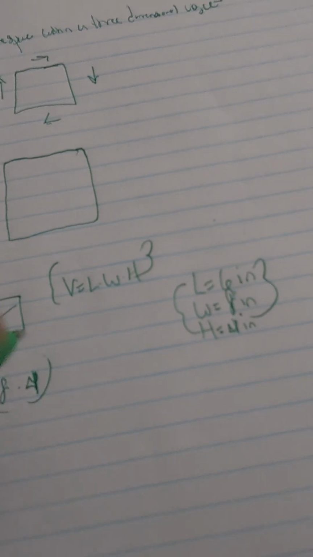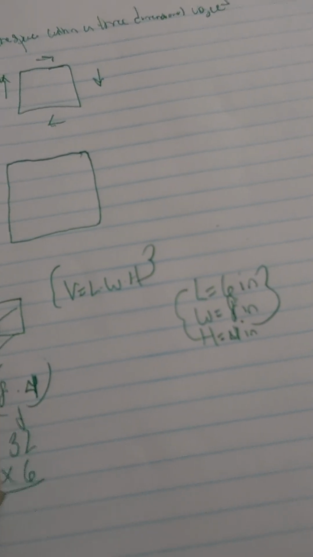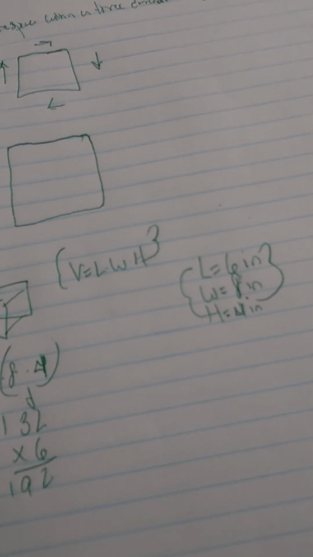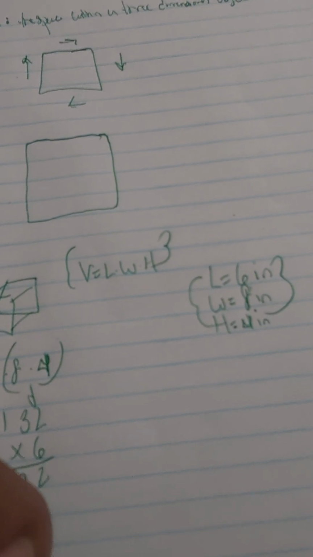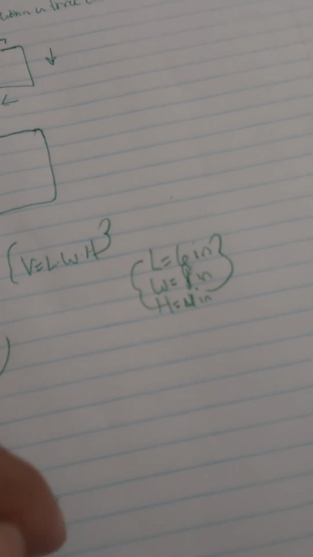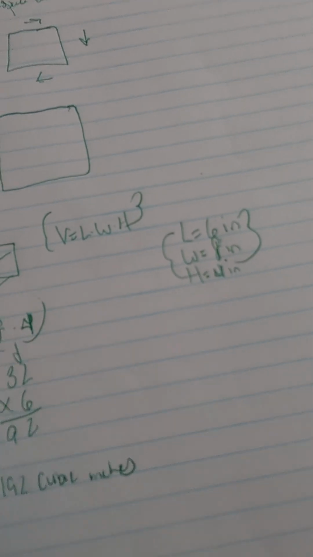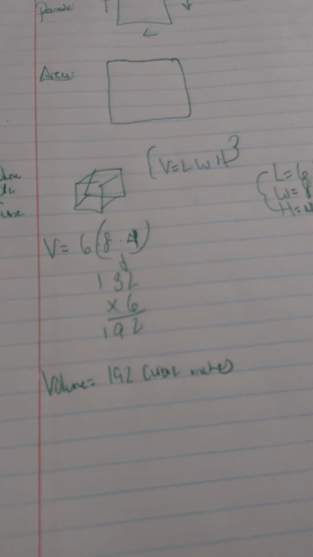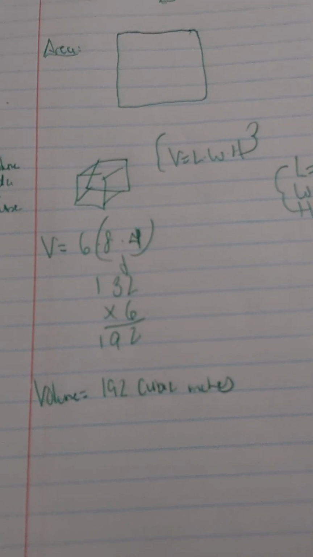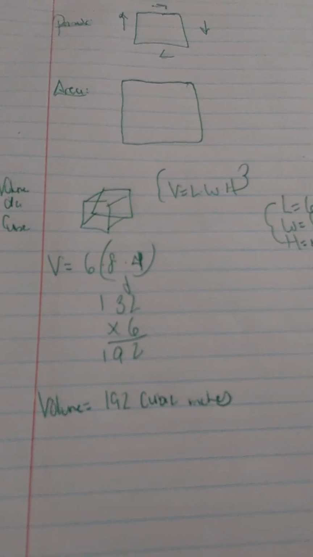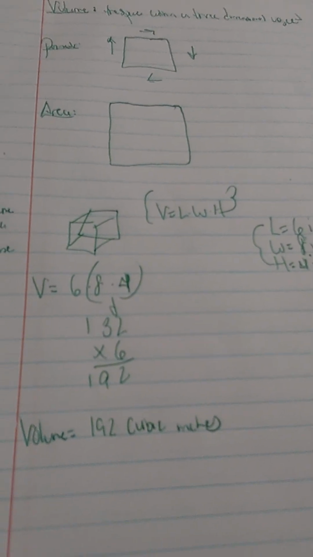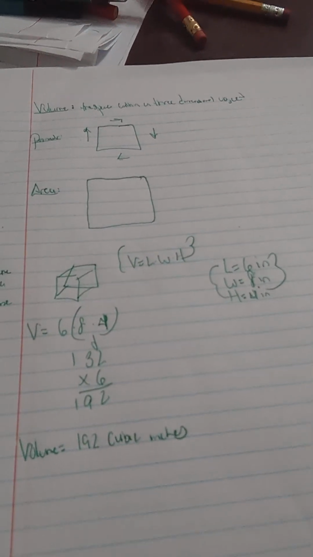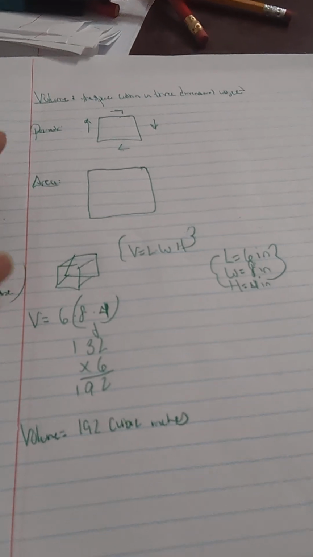8 times 4 is 32. 32 times 6 is 192. So the volume will be 192 cubic inches. Okay, it's 192 cubic inches. Volume uses cubic units, unlike area, where you use square units. Volume uses cubic units because it's talking about a three-dimensional space. So we use cubic units, okay? That's for the volume of a cube.